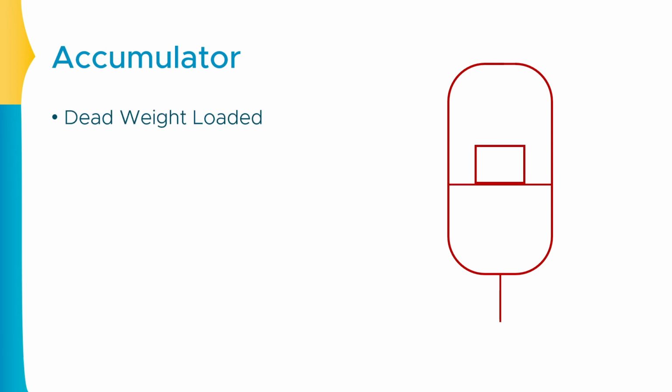Okay, the very first is the deadweight accumulator, and if you want to show the deadweight accumulator, you need to show a specific line that is available over here, and on that line you need to show the deadweight, which can be represented with the help of a square or a rectangle. So this is indicating the deadweight loaded accumulator.